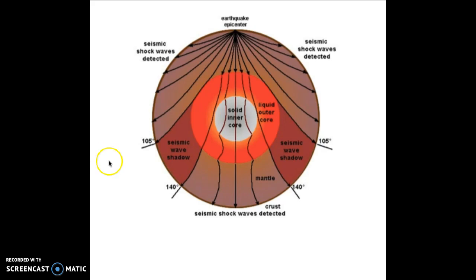This is why we were able to tell that S waves, when they came in contact with the liquid outer core, refracted or bent away because they couldn't travel through. P waves, however, did travel all the way through, but the seismologists noticed that they refracted and bent every time they hit a new layer.